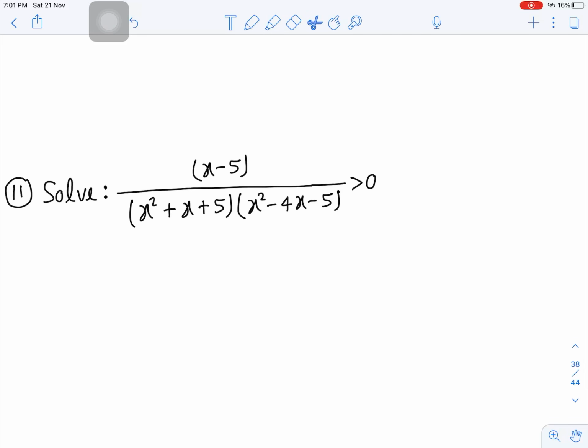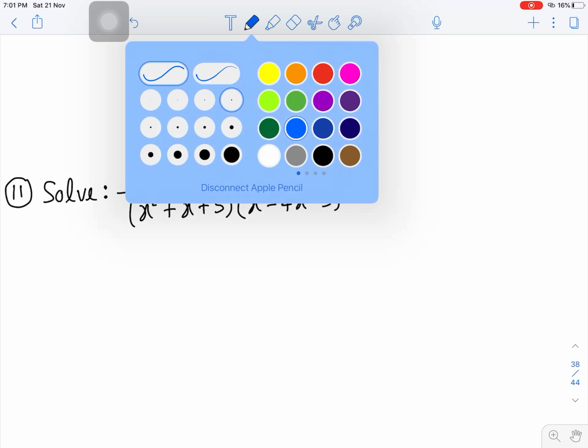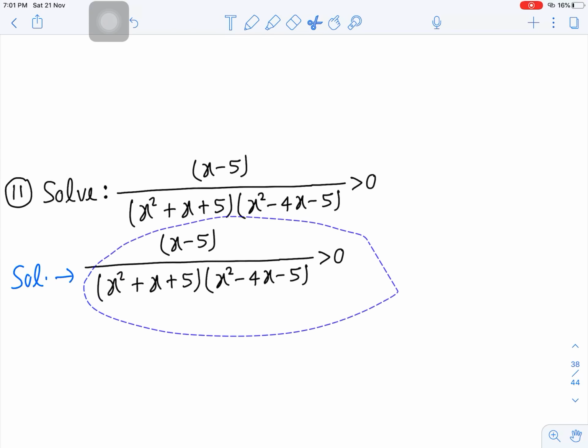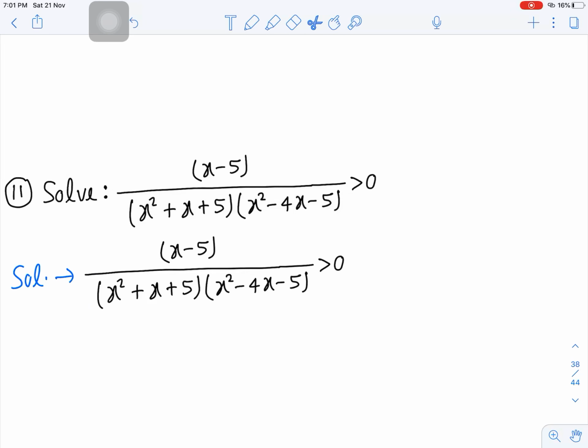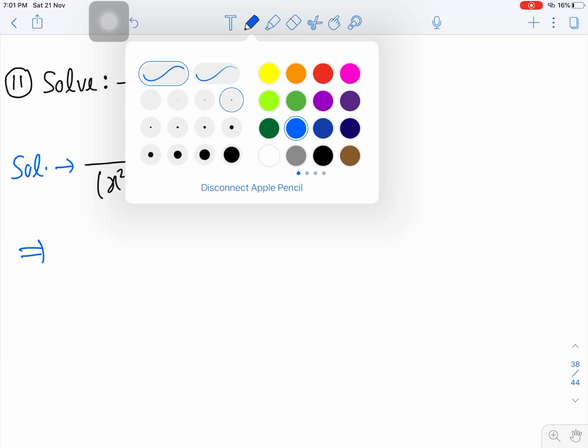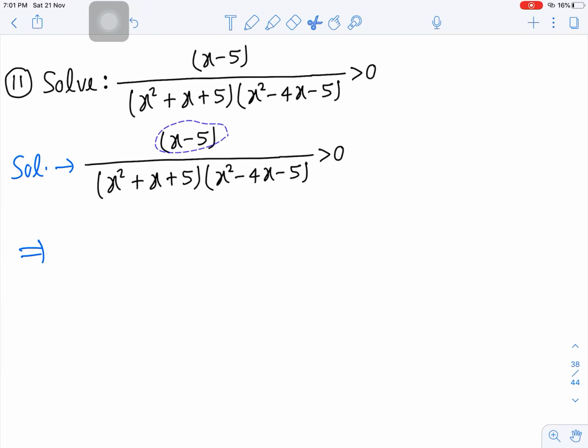Okay, then we'll discuss question number 11. So we have to solve x minus 5 divided by x square plus x plus 5 into x square minus 4x minus 5, and it is greater than 0. Okay, now first of all, you can simply factorize x square minus 4x minus 5. So x square minus 4x minus 5.